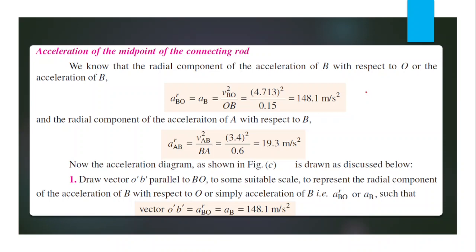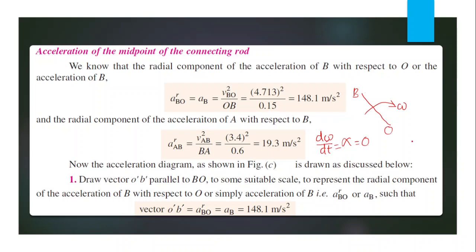Here the crank is OB, and the crank has a constant angular velocity omega. That means d omega by dt, which is equal to alpha, is equal to 0. Alpha means angular acceleration. For a constant angular velocity, the angular acceleration will be 0.